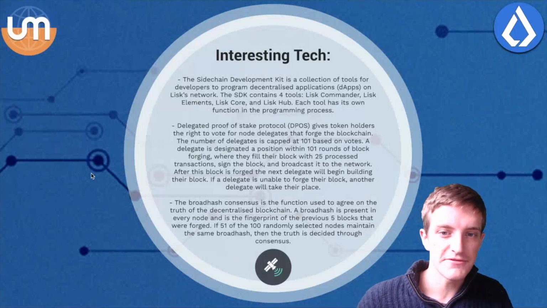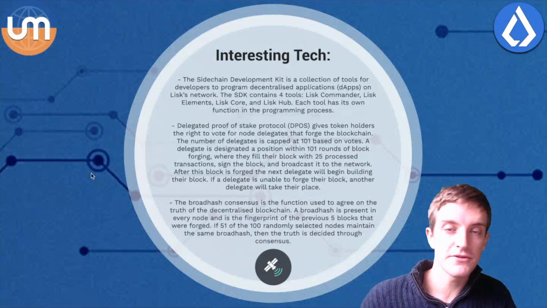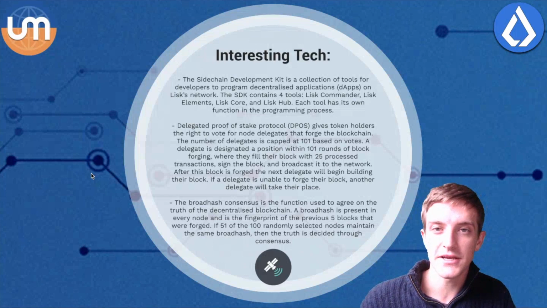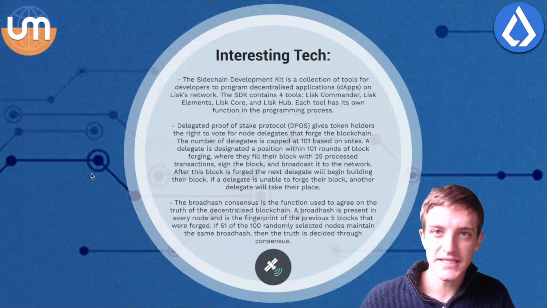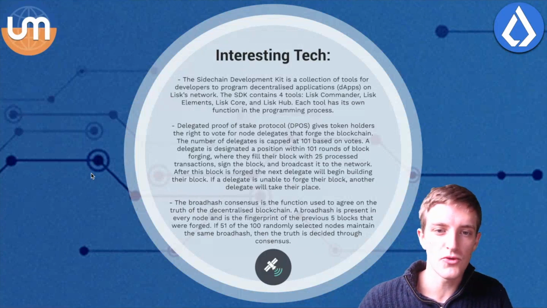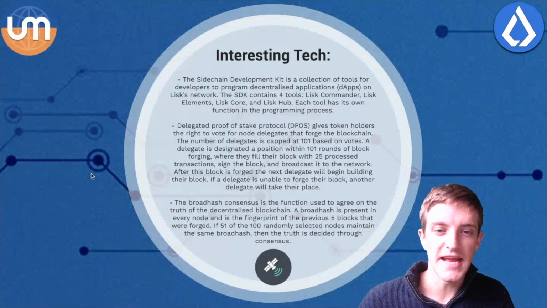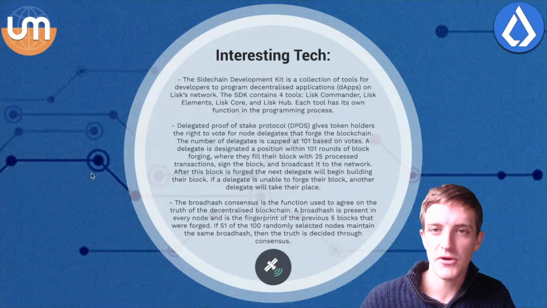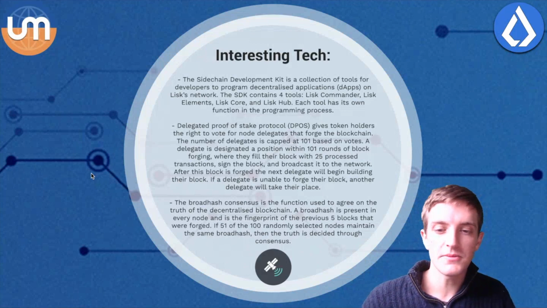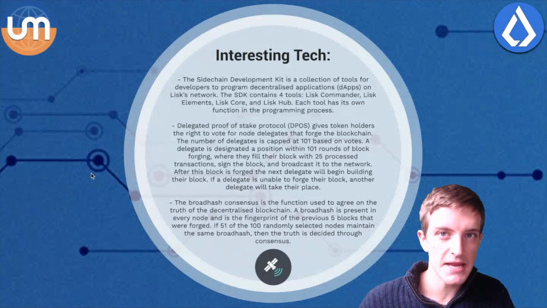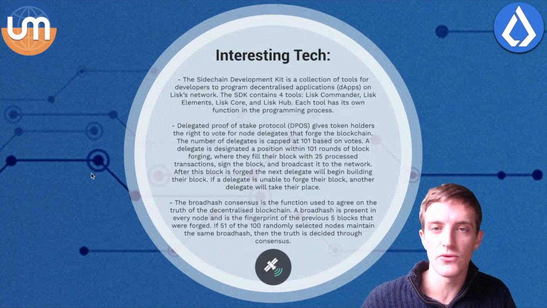Then after the block is forged, the next delegate will begin building their block, and if a delegate is unable to forge their block, then another delegate will take their place. Also in technology, the broad hash consensus is the function used to agree on the truth of the decentralized blockchain. A broad hash is present in every node and is the fingerprint of the previous 5 blocks that were forged. And if 51 of the 100 randomly selected nodes contain the same broad hash from the previous 5 blocks, then truth is decided through consensus.